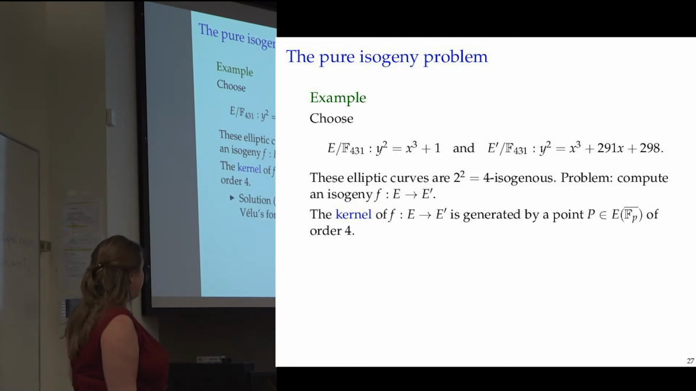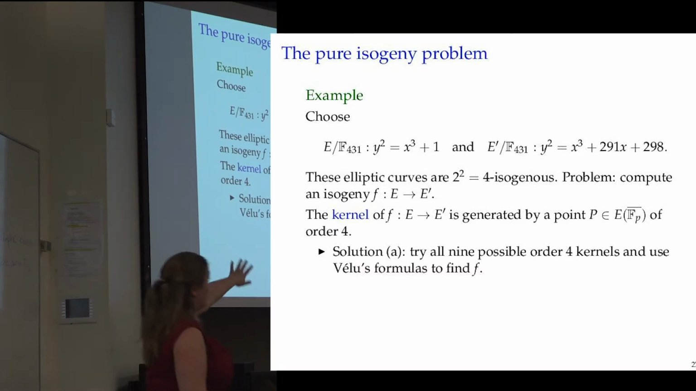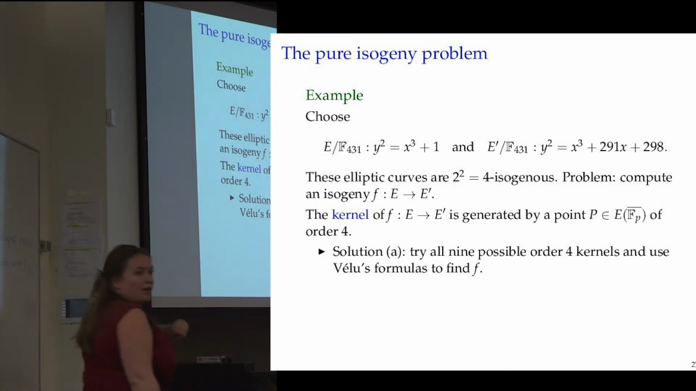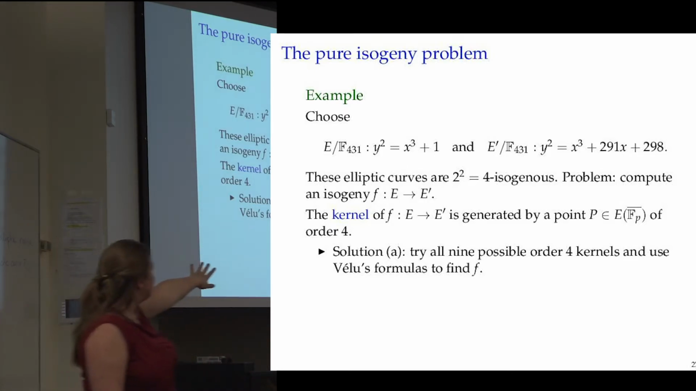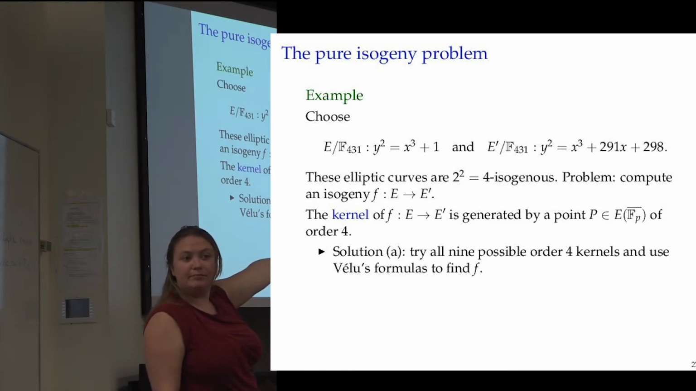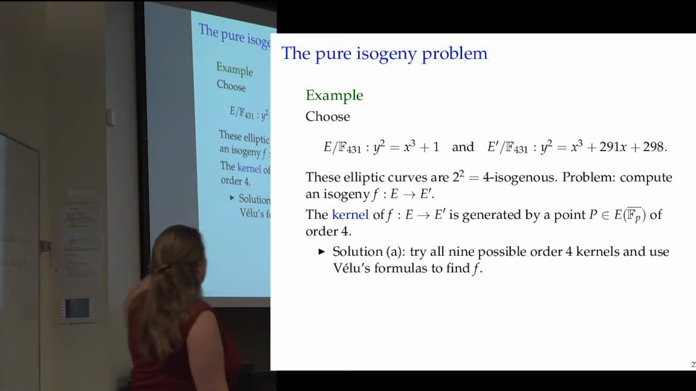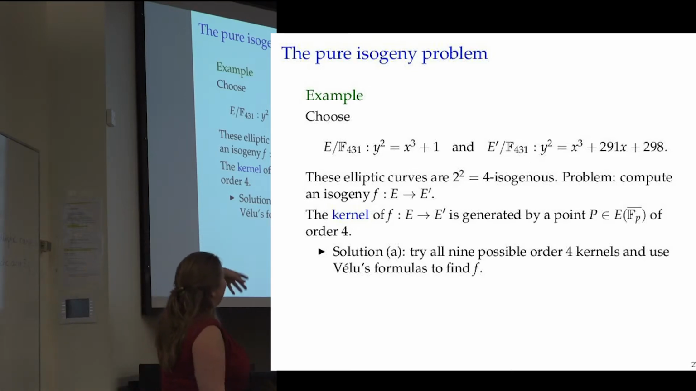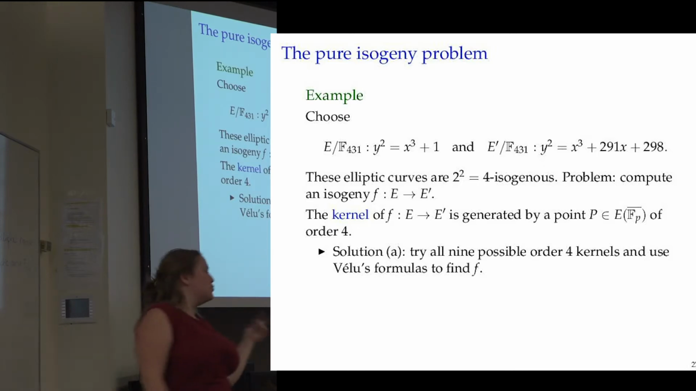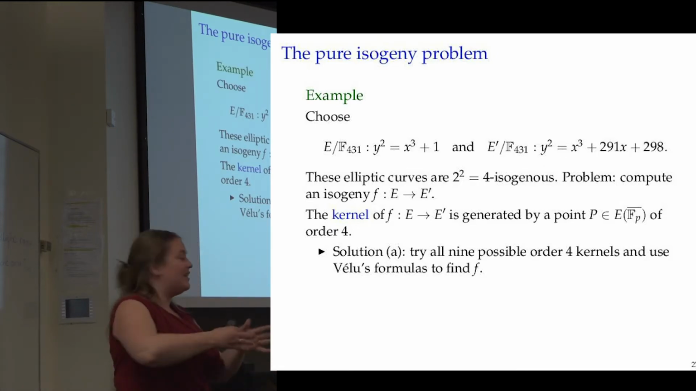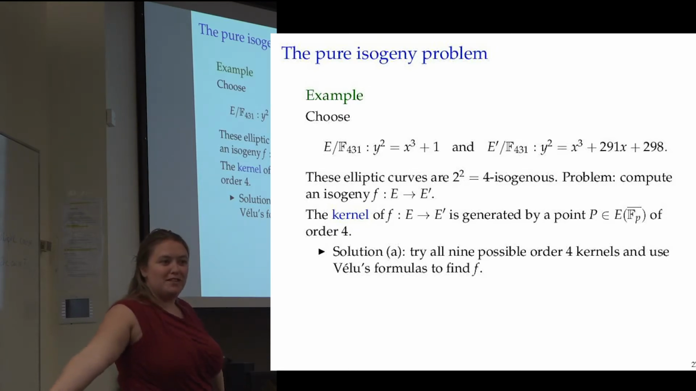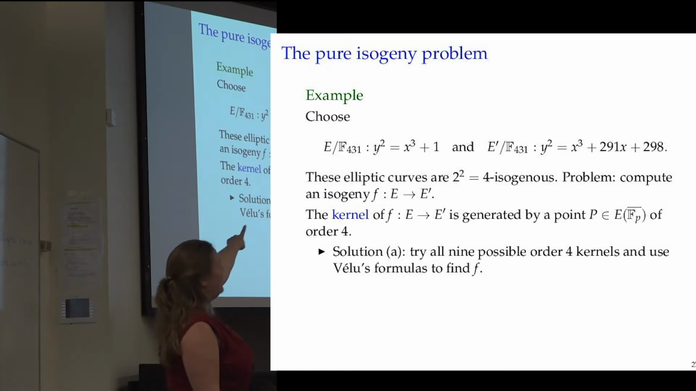So here's one solution. There are 9 points of order 4. Just take my word for it for the moment. And you can try them all and see when you get the right answer. Sorry, not 9 points of order 4, there are 9 subgroups of order 4. Each one of those has more than one thing that generates that subgroup, but you take all the 9 different possible isogenies of degree 4 going from this curve, and then you see which one lands on E prime.